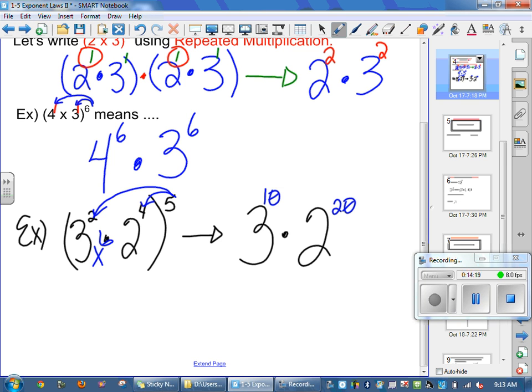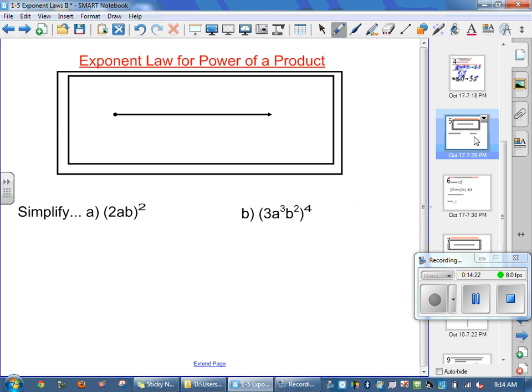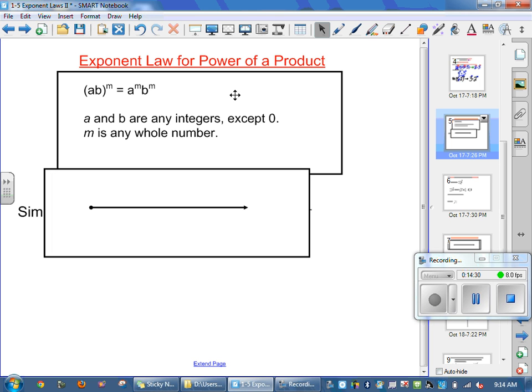Now we want exponent law power of a product. These are some examples. This is what it actually means. This is what we're going to write down. So it says AB exponent m. So AB in brackets, exponent m, gives us A exponent m times B exponent m. A and B can be positive or negative numbers, except they cannot be 0. And your exponents, again, must be whole numbers. Okay? So that's our power of a product rule.